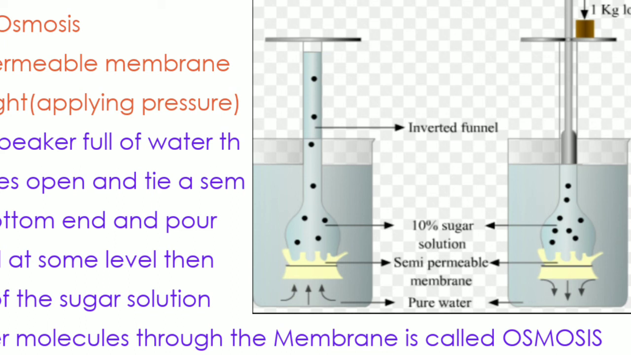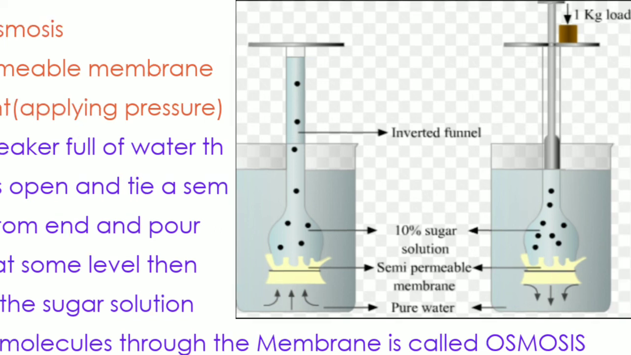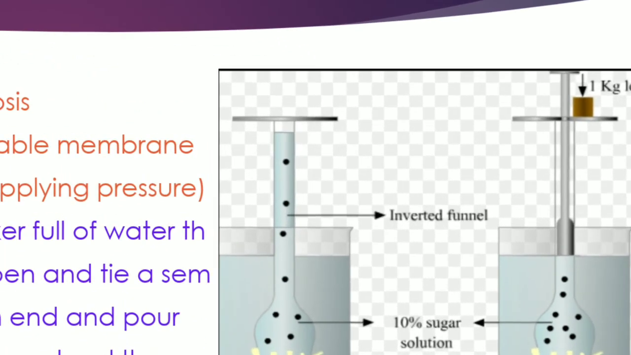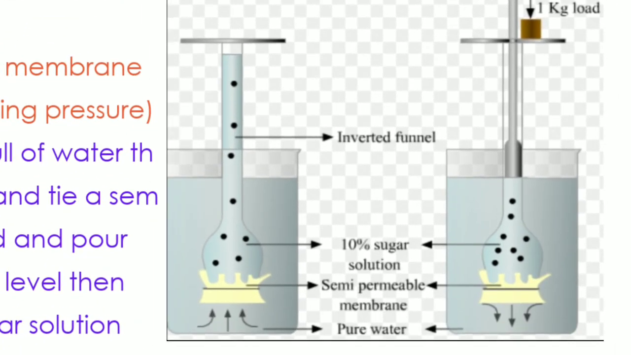Here the experiment is somewhat different. There is external pressure applied on it, that is, here a 1 kg load is taken as the pressure. If we apply pressure against the solute particles, that pressure is called osmotic pressure. Here the pressure tries to stop the osmosis, and that pressure is called osmotic pressure.